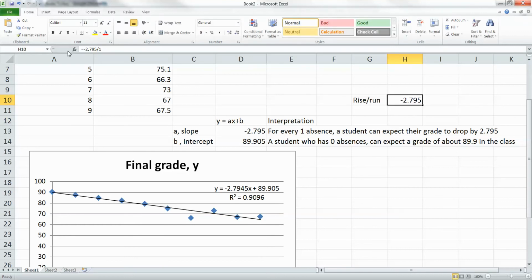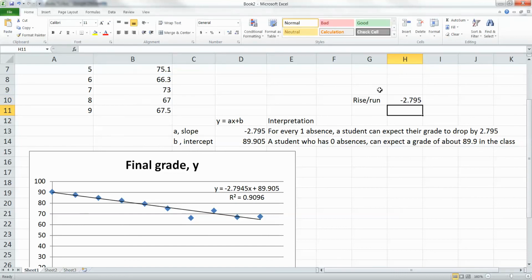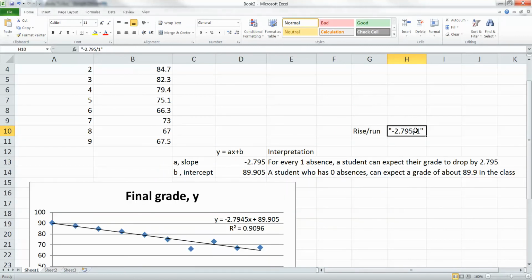Everything's over 1. Oops, it doesn't like that. Let me put it in quotes. I don't really need it to be equals, I just need it to do it. So if that's the case, you're saying drop 2.795. Hold on, there we go, I got it to stop fighting me. So you drop 2.795, meaning your y goes down 2.795 every time your x goes up by 1, and you have to explain what x and y are in the context of the situation.